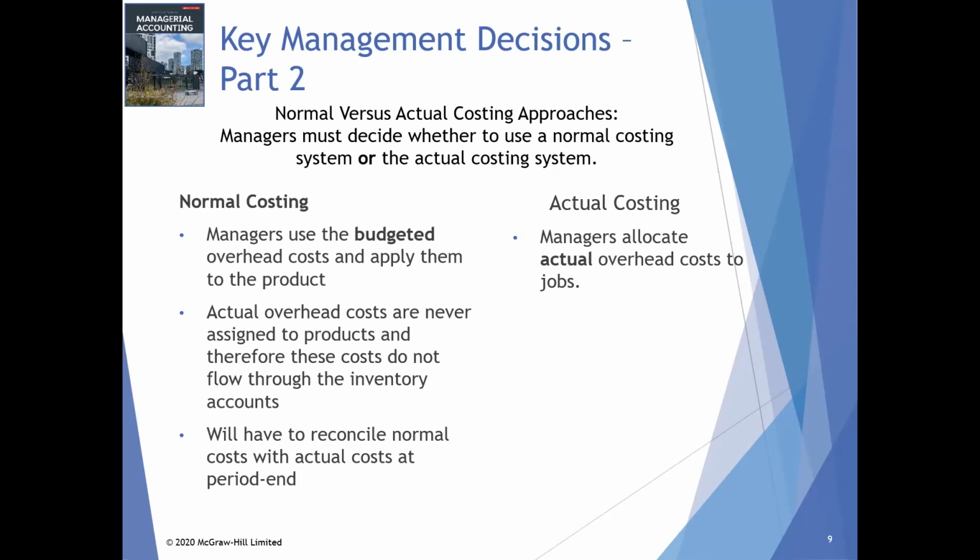For example, the budgeted was 10,000 and the actual cost, calculated at the end of the period, is 8,000. So in this case, 2,000 was overestimated, so the 2,000 will be subtracted from the total cost. That is known as reconciling the normal cost and actual cost at the period end. Now let's see the next point.